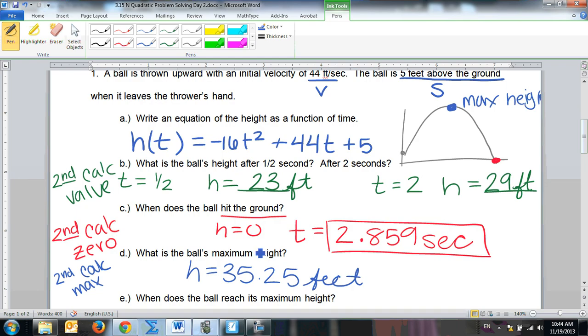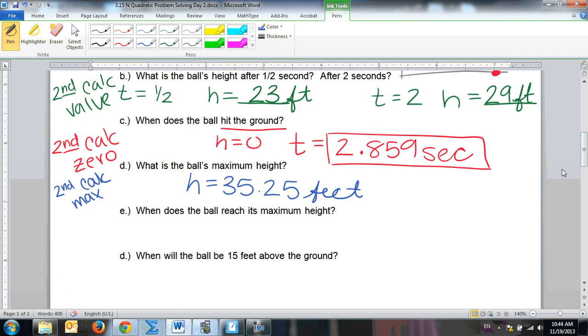Okay, now look at the next question. When does the ball reach its maximum height? That would be 1.375 seconds. Good, that one is the x value. So that's going to be at t equals 1.375 seconds.